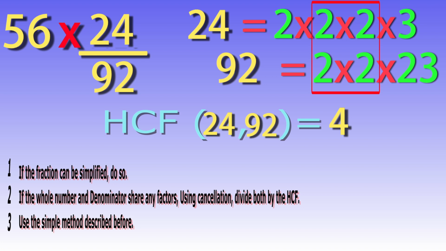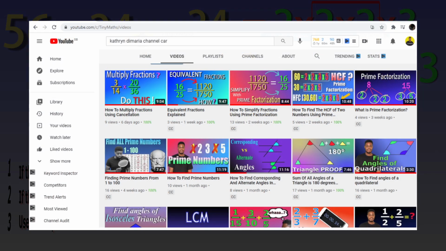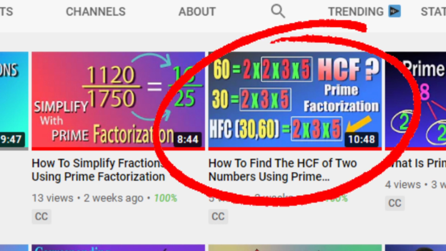You could also find the highest common factor by writing out the factors of both of these numbers and searching for the highest factor they share. I've made a video showing these two methods, and it is linked in the description.